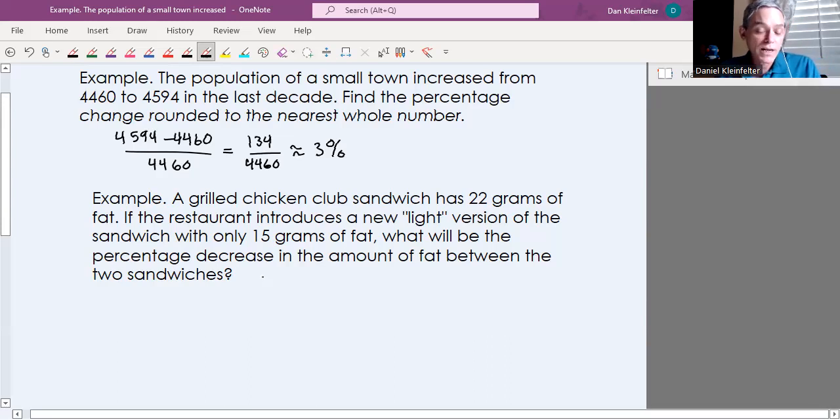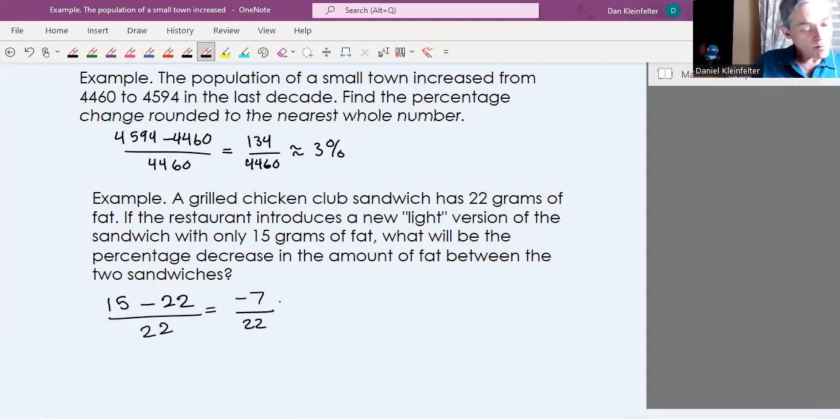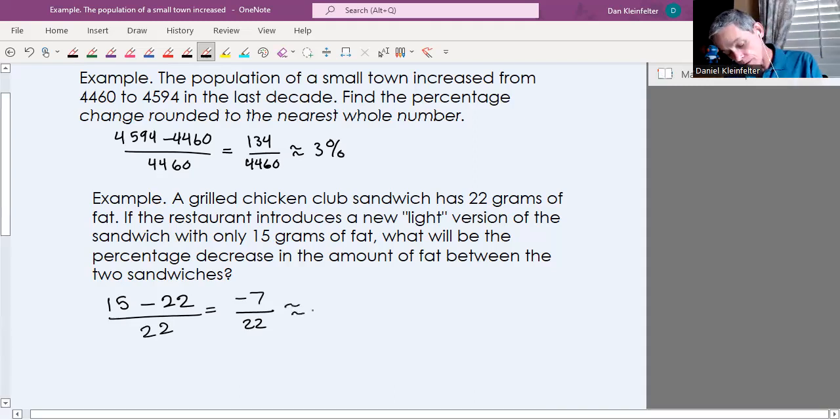So what it is now, or what the new version of the sandwich would be, is 15 grams of fat. What it was before was 22 grams. So that's a decrease of 7 grams of fat, and it was originally 22. And that's about 31.8%. And that was negative, so it decreased by about almost 32%.